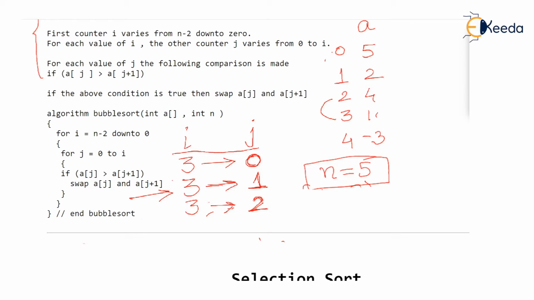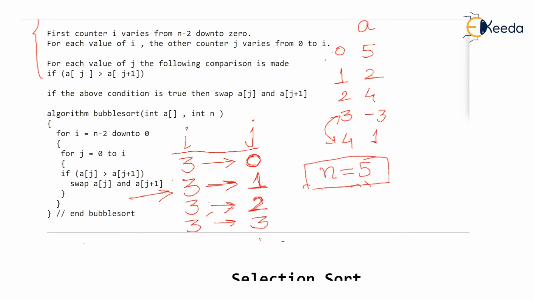What next? We will keep I as 3. We will not change it, but we will change J. J will become 3 and we will again put this value of J in the question. Is A3 greater than A4, is AJ greater than AJ plus 1? And as you can see, A3 is 10 and A4 is minus 3. So A3 is greater than A4. Hence, we will swap A3 and A4. So minus 3 and 10 are swapped.